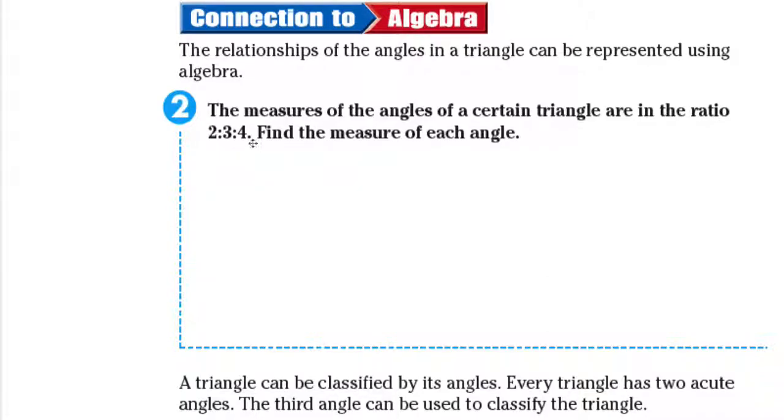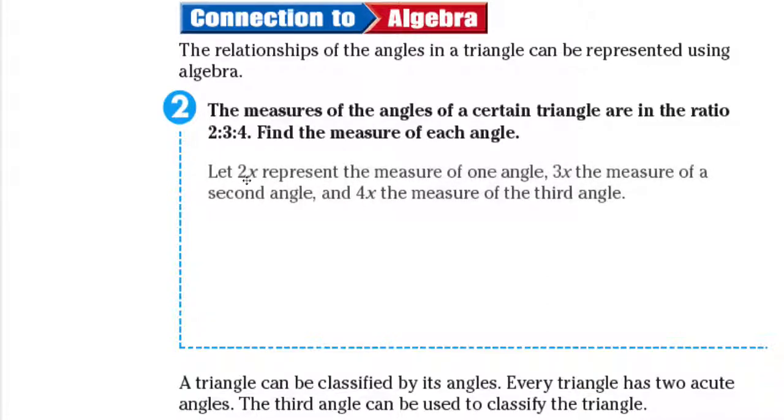So find the measures of the angles of a certain triangle that are in a ratio 2 to 3 to 4. So we want to find the measure of each angle. So what does that mean? Okay, if we let 2x represent the measure of one angle, and 3x represent the measure of a second angle, and 4x represent the measure of a third angle. Why is that? It's because you have a ratio of 2 to 3 to 4.